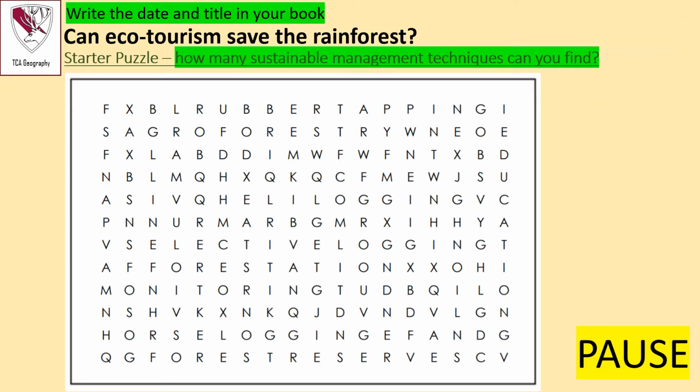So for a starter, I'd like you to have a look at this and see how many sustainable management techniques you can find. We looked at 12 sustainable management techniques last lesson. See how many you can find. Don't need to write anything down. Might want to pause.